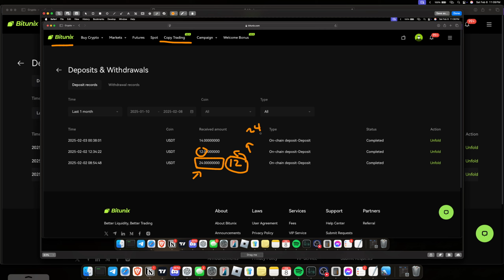And I did lose a trade again. I lost my 50% trade. So I was already down by about $12. That's when I actually deposited another $12.